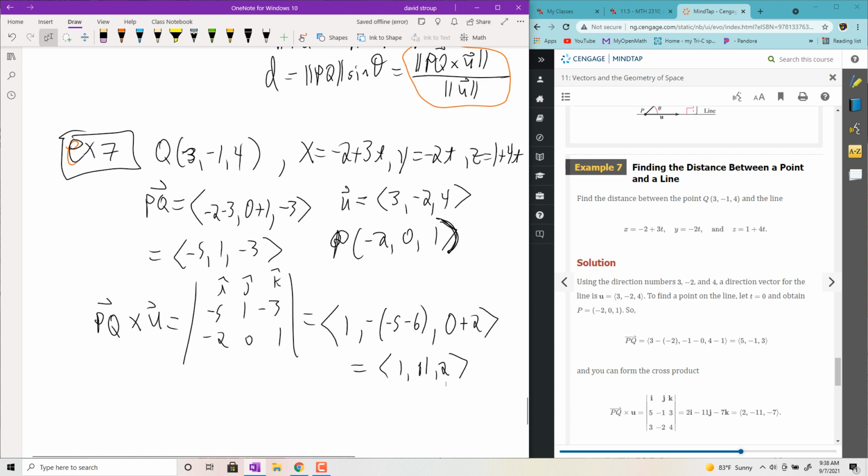Okay. Whoops, I did not use the right points. Ugh, this one's falling apart big time. Sorry, guys. I didn't use the vectors. So it should be (3, -2, 4). Sorry.